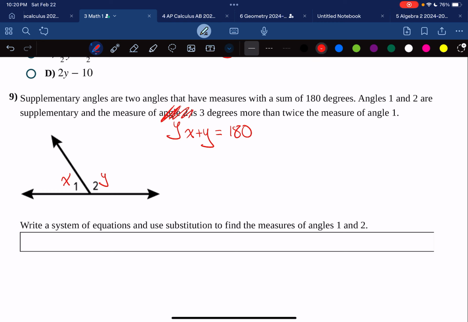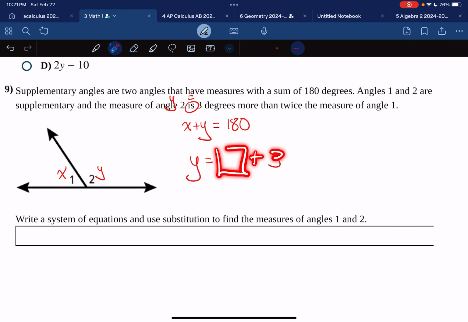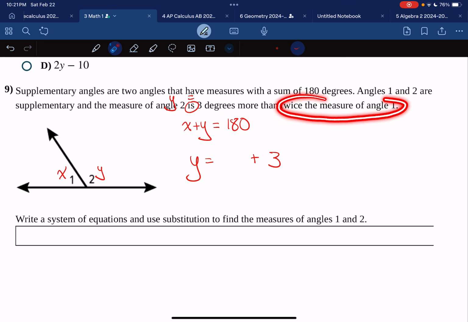I'll just say angle 2 is y. And whenever you have the word is, that means an equal sign. So I have y is equal to 3 degrees more than, which means you do something and you add 3 to it. So I'm going to do something and I'm going to give myself room, plus 3. So this says something plus 3, which is 3 degrees more than what? Twice angle 1.